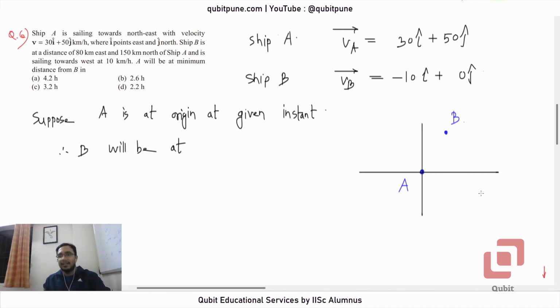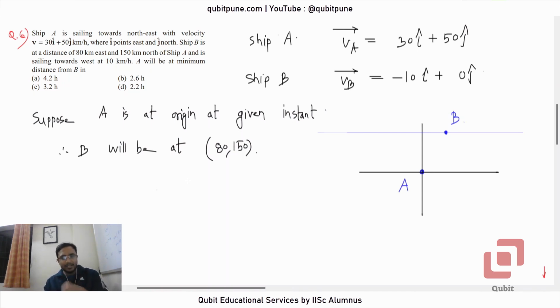Do you get this? Yes, sir. Okay, yeah. So B is going to be at that position. What are the coordinates of that? 80 east, 150 north. So 80, 150. This is initial position. Okay, these are initial positions. We want the time where A will be at a minimum distance from B. So we would like to now express the distance between the ships A and B as a function of time, and then we would like to minimize it.